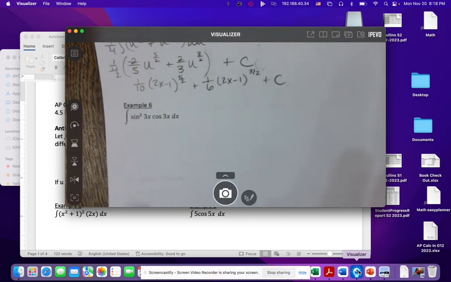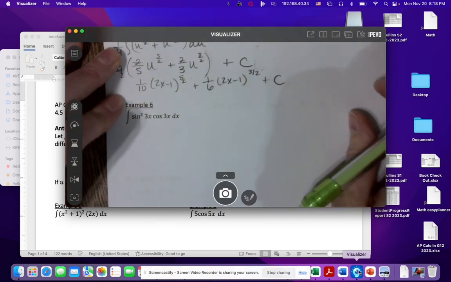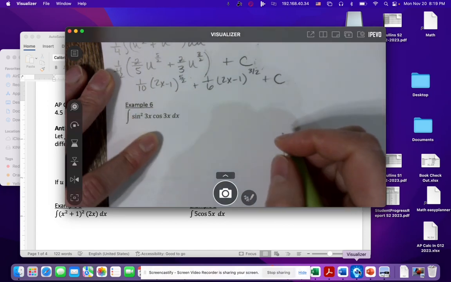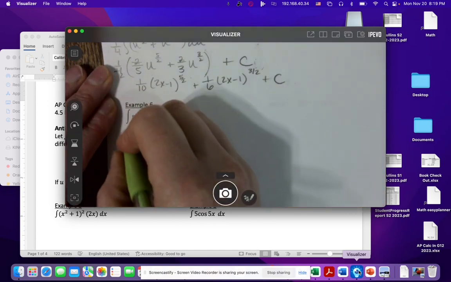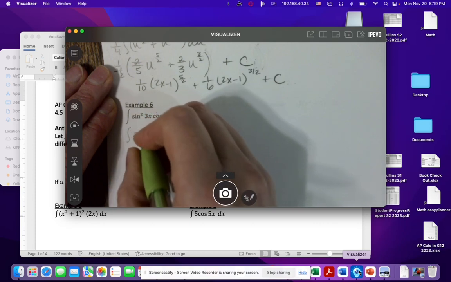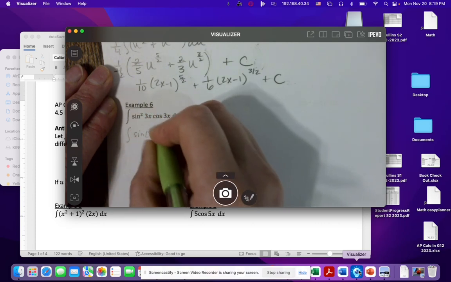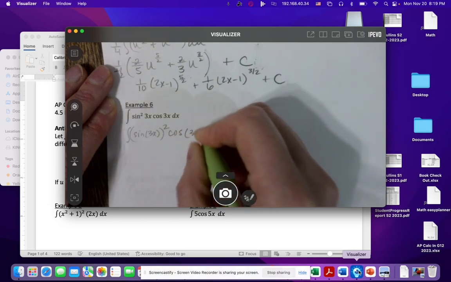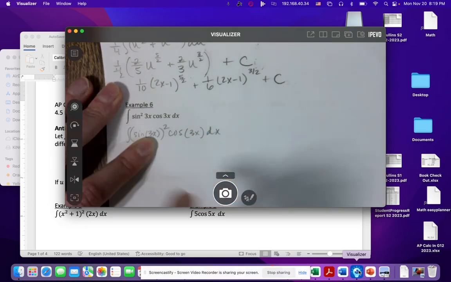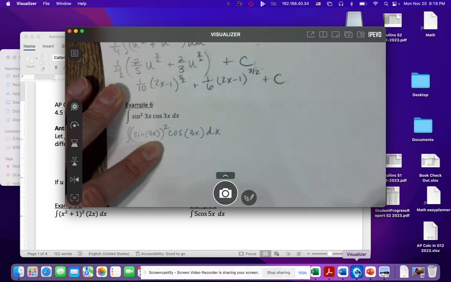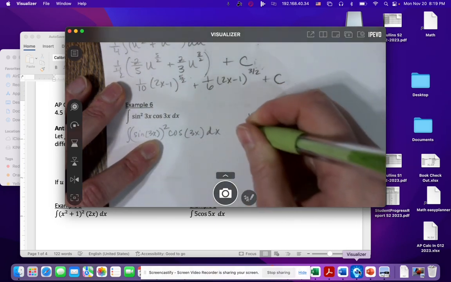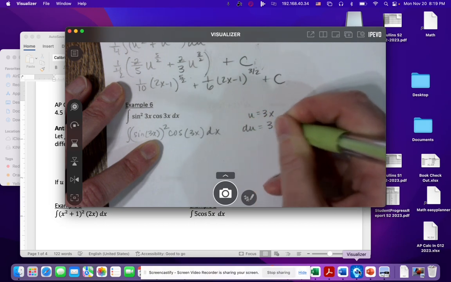So on this next one, I think this is a great problem for just thinking through and maybe guessing wrong sometimes. So I'm going to make a wrong guess. First, I'm going to rewrite this, and I'm going to write sine of 3x, and then the whole thing is squared. And then I have cosine of 3x, and then I have dx. So it really looks right here like my inside function is 3x. So I'm going to write down that u equals 3x, but then my du is 3 dx.